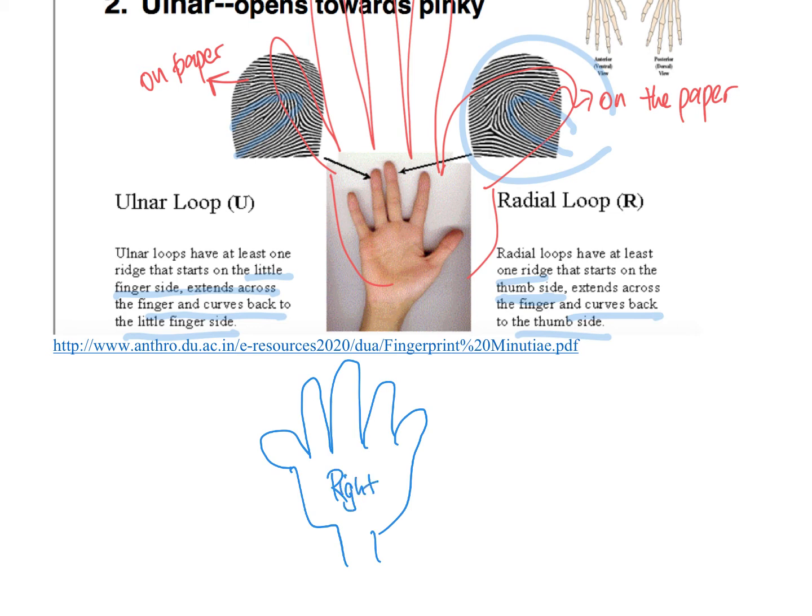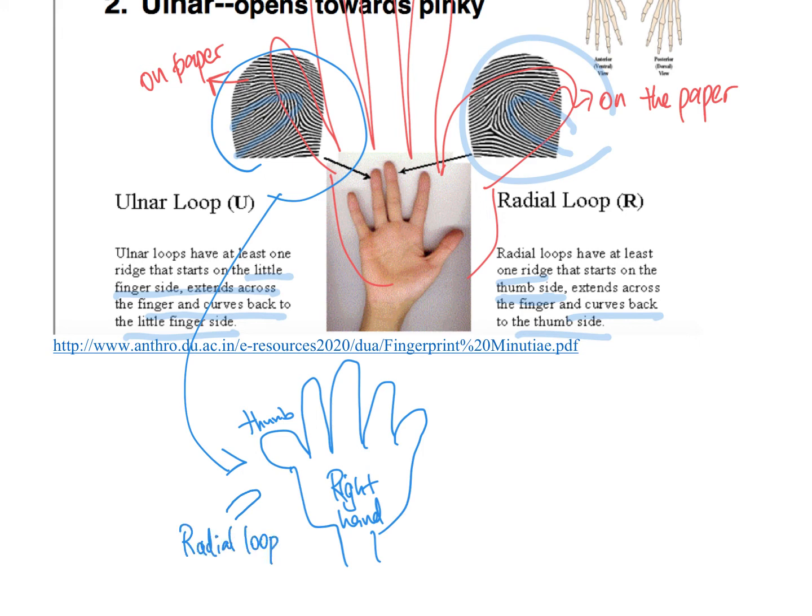Right hand. Right, so this is the thumb area. So if you have this print here, the loop starts from the thumb side back to the thumb side. This would be called the radial loop. Okay, if this is on the little finger side of your right hand, this would be called the ulnar loop. Okay, take note of the difference. That's why your left hand and your right hand matters.